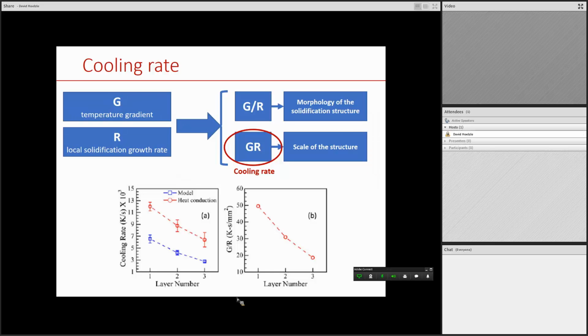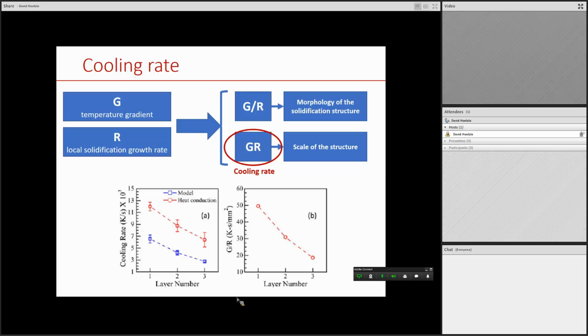With these two parameters, we have a ratio, G/R, which affects the morphology of the solidification structure, and GR, which is what we call the cooling rate. It affects the scale of the structure.